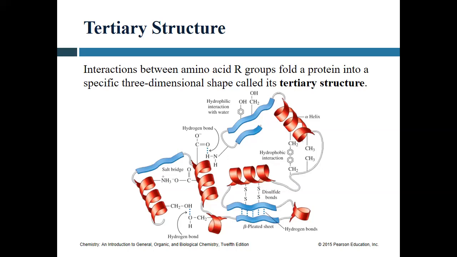So not only can we have hydrogen bonds form, they can form between one alpha helix and another, or a beta pleated sheet and another. They can also just happen between different groups. Here's some other stuff though. Disulfide bonds.